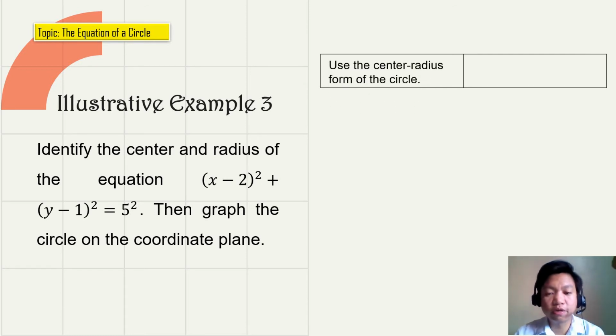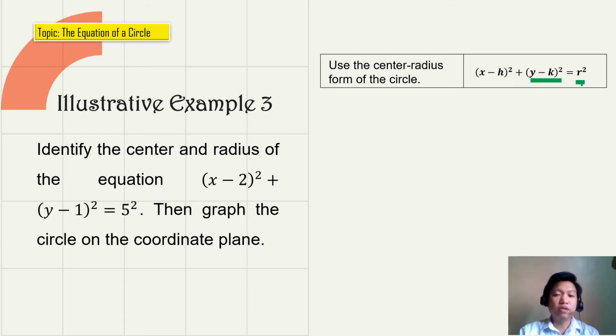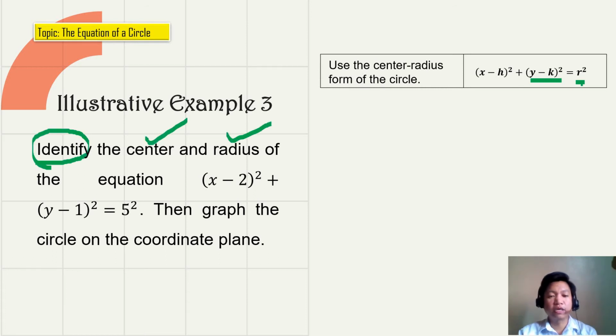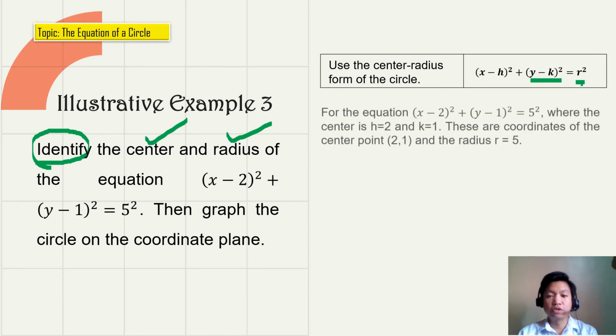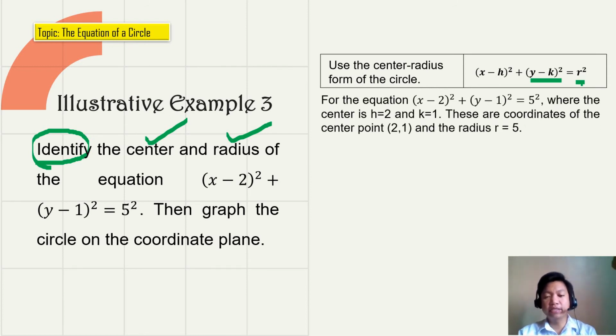So, use the center radius form of the circle. So, we have here x minus h squared plus the quantity y minus k squared is equal to r squared. So, here, ang goal natin is ma-identify ano ba yung center tsaka yung radius of the equation. So, again, tandaan natin na kapag naka-standard form siya, ang kanyang center ay yung nasa loob ng parenthesis, yung kasama ng x and y. Yes, to be specific, yun yung h and k. Ayan. Kung ano ba yung magiging value ng h and k nyo.